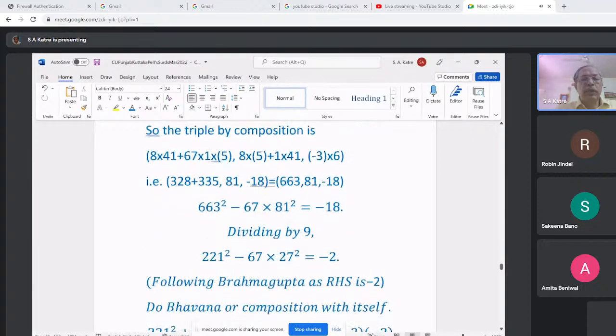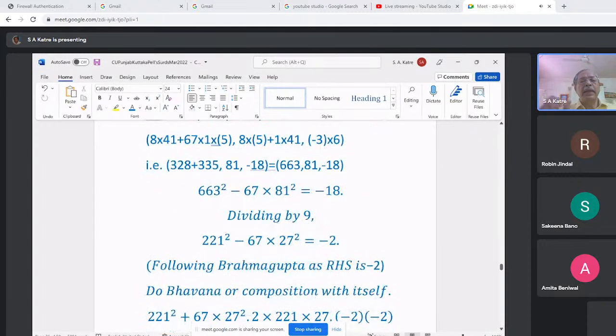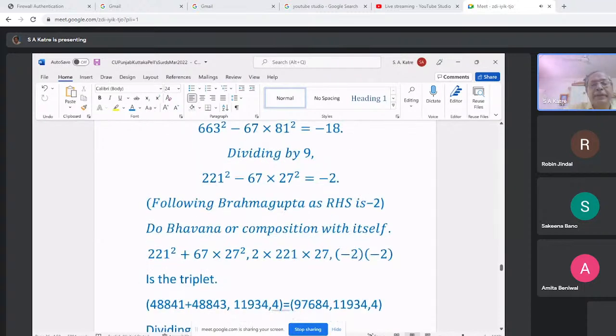Now you can divide by 9, that means divide 663 by 3 and divide this 81 by 3. So 221 square minus 67 into 27 square is equal to minus 2. Now you get minus 2 here. Then you are in the land of Brahmagupta. So you compose with itself.